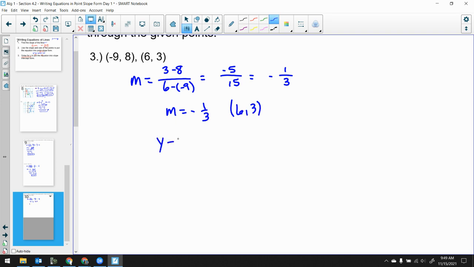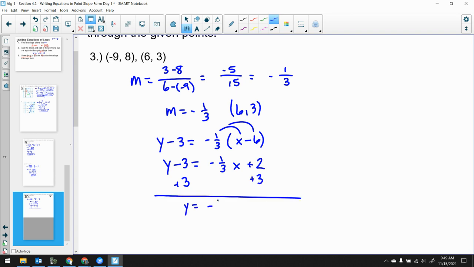So this means y minus 3 is equal to -1/3 times x minus 6. We distribute in the -1/3. So y minus 3 is equal to -1/3 x plus 2. 1/3 of 6 is 2. Add the 3 over to the other side. This gives me y is equal to -1/3 x plus 5. There it is. Okay.